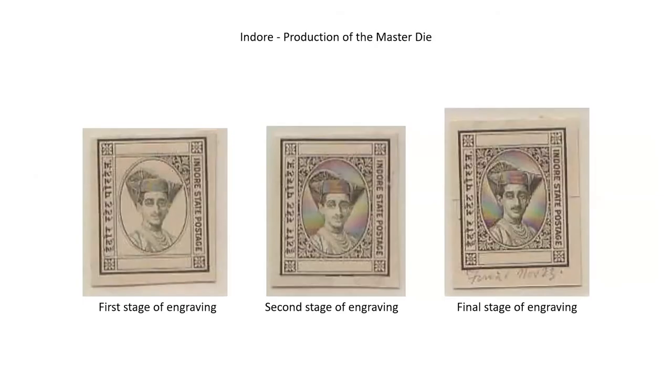Continuing on with Indore, this issue was produced by Perkins Bacon. The state sometimes used outside De La Rue and some British printers to print their stamps. This is the various stages of the proof taken from the master die. The word final is written on the stamp on the right with November 23rd. Here we have an artist's essay of the 1 rupee denomination from that issue. It's hand painted in blue with a photograph of the Maharaja in the center.